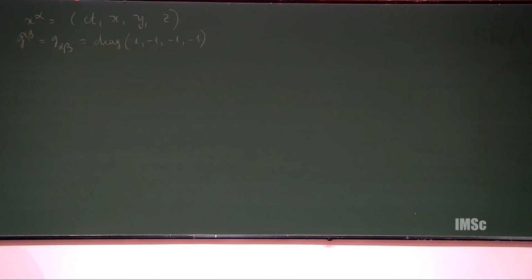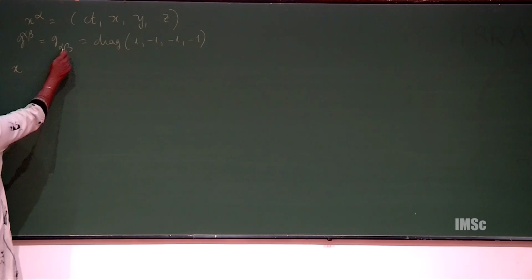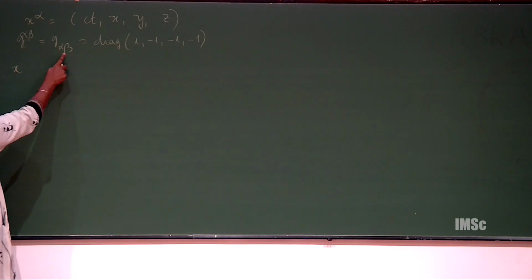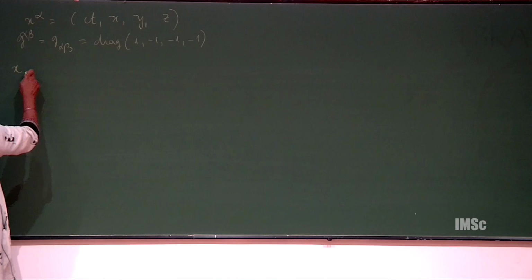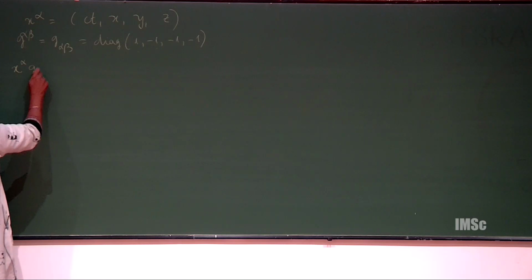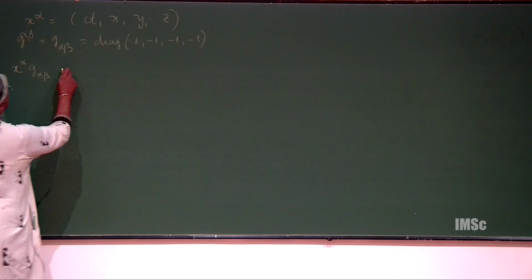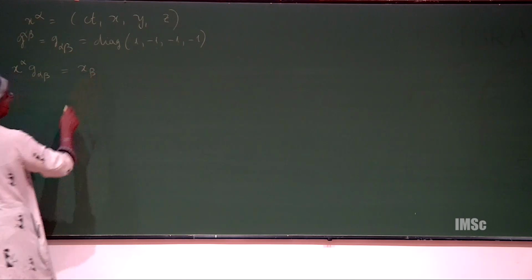Because of this, I can use G upper alpha beta or G lower alpha beta. G upper alpha beta will raise a covariant vector and G lower alpha beta will lower a contravariant vector. So if I take X alpha, G alpha beta, where alpha is summed over, beta is not, what should I expect on the right hand side? I'll get X covariant beta. Now you can see the notation helps.